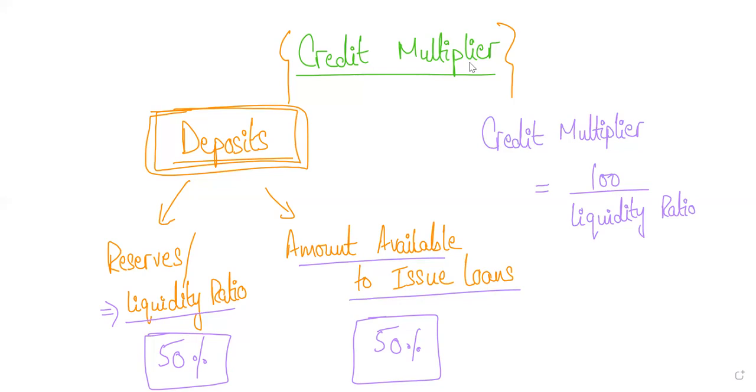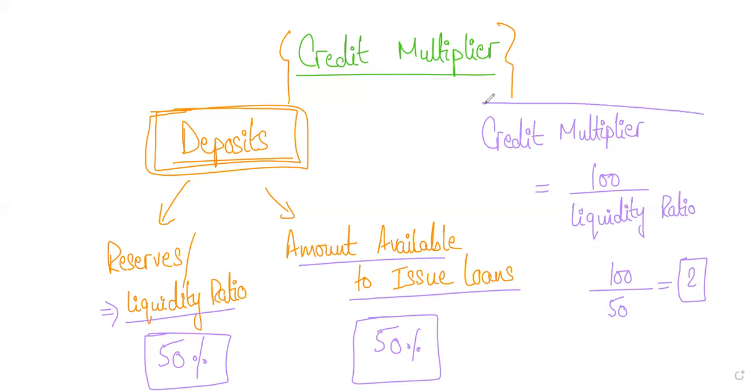Okay, students, have a look at this. So 100 divided by the liquidity ratio, in this case, would be how much? 2. Now this means that for the amount, 2 is the credit multiplier. This is how we calculate it, as simple as that. So the formula is just, what is the credit multiplier? The credit multiplier is calculated as 100 divided by the liquidity ratio.